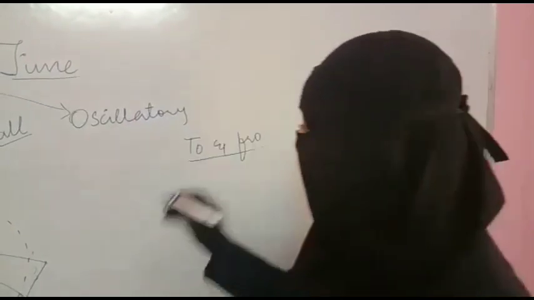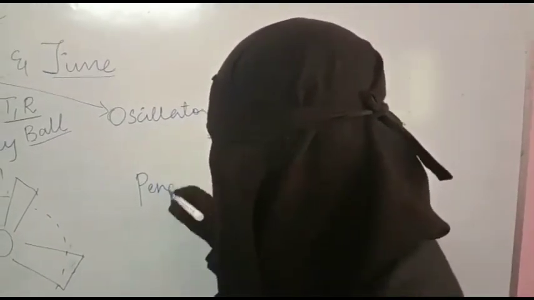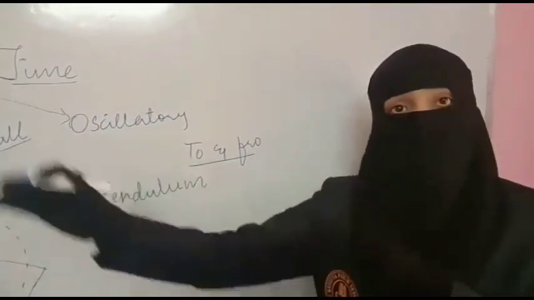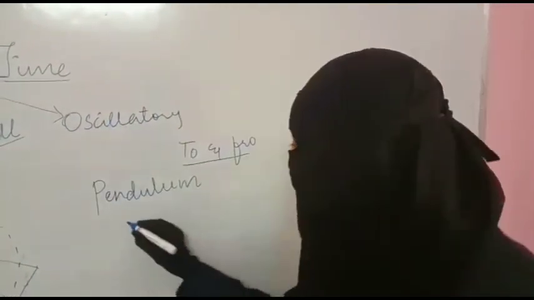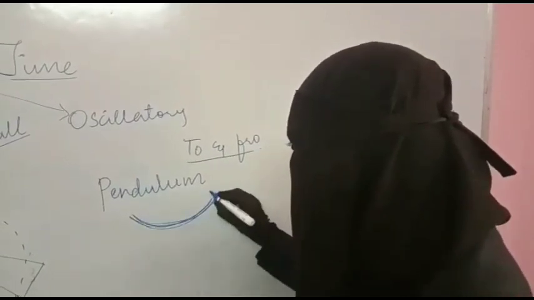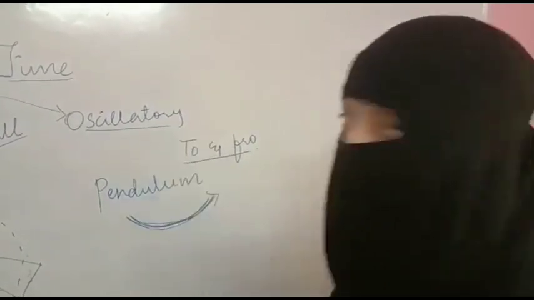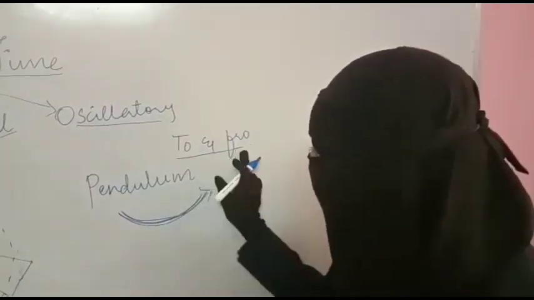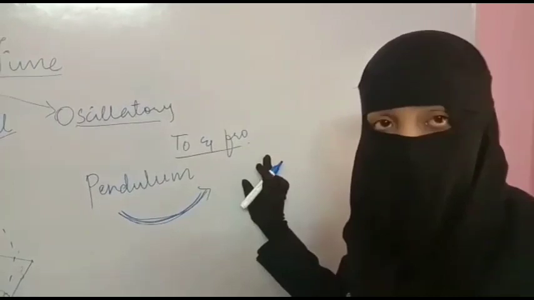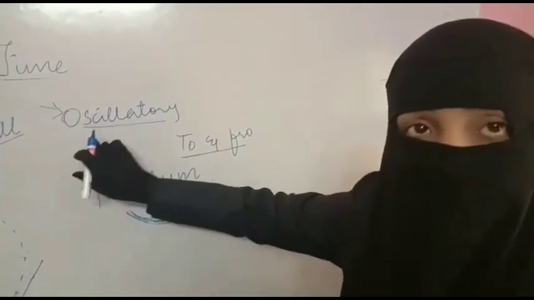Let me take a simple example to understand this: the pendulum of a clock. If you see the pendulum of a clock, it will be moving side to side, from one side to another side. Continuously it is going to follow the same path. This type of motion is said to be oscillatory motion. If an object follows to and fro motion, then that object is said to be in oscillatory motion.